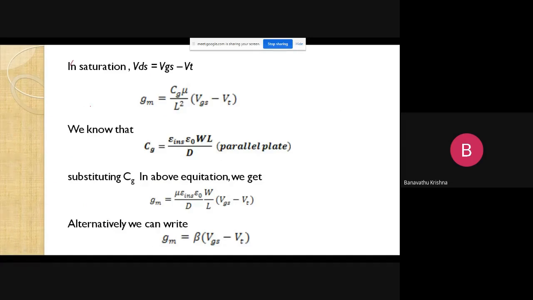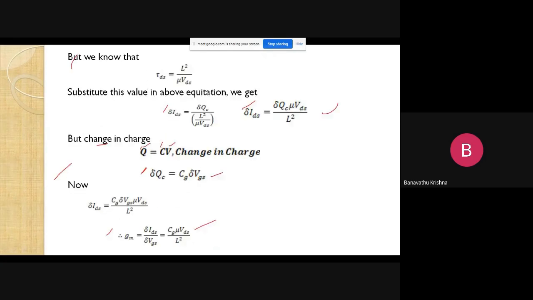But in saturation mode, VDS is equal to VGS minus VT. In saturation mode, VDS equals VGS minus VT. This is also taken from the previous class, the relationship between IDS versus VDS. Because in saturation mode, VDS is equal to VGS minus VT, whereas in non-saturation mode, VDS is less than VGS minus VT. So you can substitute this saturation mode value instead of VDS in the above equation, right?